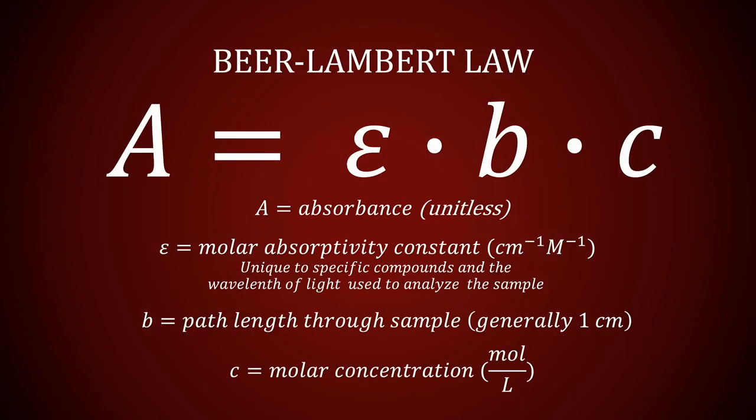All of these factors are encoded in the Beer-Lambert law, or simply Beer's law. The absorbance of the sample is equal to epsilon, or the molar absorptivity constant, times b, or the path length, times c, or the concentration of the solution. Pay special attention to the units and features of each variable on the screen.